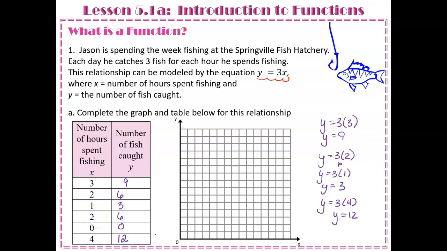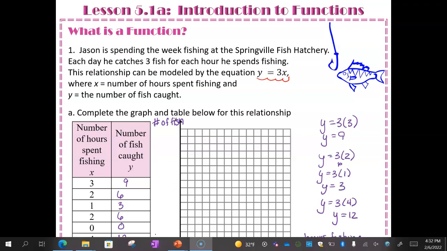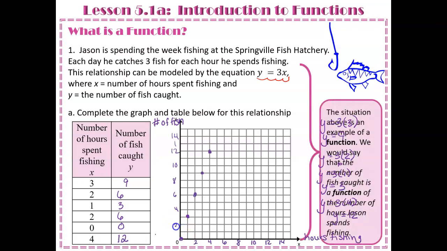So we are going to put the number of hours fishing on the x, hours fishing, and then the number of fish on the y. So I'm going to pause here and plot so we don't eat up all our time plotting. You can stop the video too and plot all of these points on the graph. Okay.